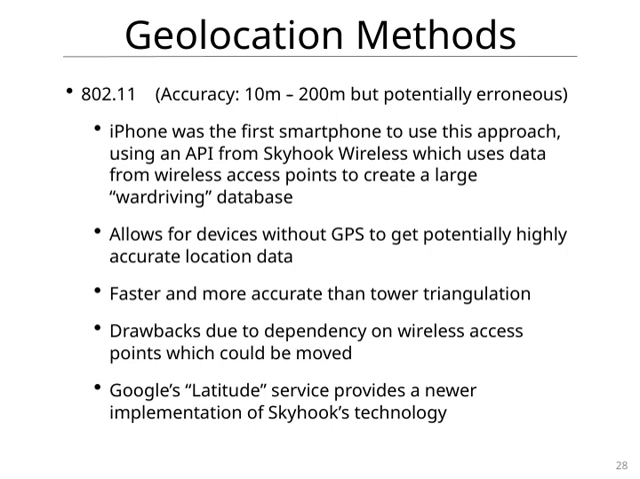However, there are some drawbacks. Since this method depends heavily on wireless access points, any movement of those access points can affect the accuracy. So if a Wi-Fi router is moved, the location data might become less reliable. Google Latitude service offers a newer implementation of Skyhook's technology, improving upon these methods. Overall, this approach highlights how leveraging existing wireless infrastructure can enhance location accuracy, especially for devices without GPS, aligning with our broader theme of diverse and innovative geolocation strategies.